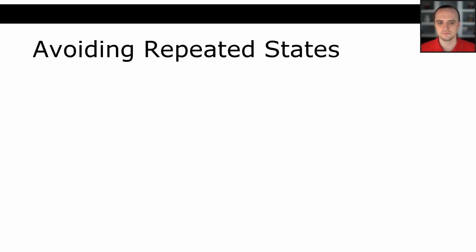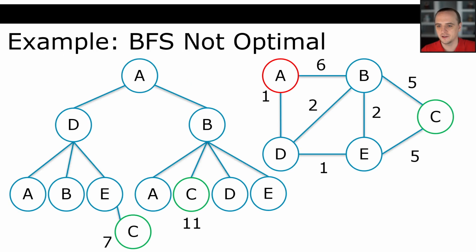Okay, so just remember, again, avoiding repeated states is a huge thing in the search. So if we go back to our graph here, when we were doing our BFS in our general uninformed tree search algorithm, we went from state A to state D, and then we went back to state A. See that? So we went A, D, A, A, B, A.